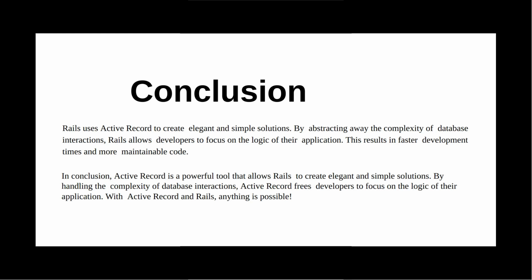In conclusion, Rails uses Active Record to create an elegant and simple solution by abstracting the complexity of the database. Now isn't it something magical? It allows the developer to focus on the logic of the application. This results in faster development and more maintainable code. In conclusion, Active Record is a powerful tool that helps Rails to create an elegant and simple solution. By handling the complexity of the database interaction, Active Record frees the developer to focus on the logic of the application. With Active Record and Rails, anything is possible.